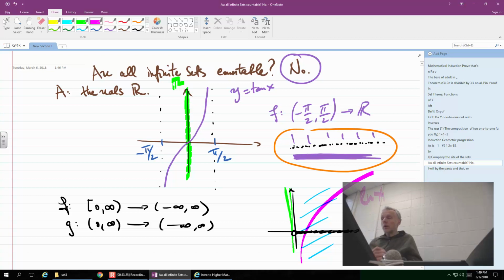Okay, but adding an extra point makes things more complicated because the function cannot be continuous under these circumstances. So anyway, we'll continue next time.